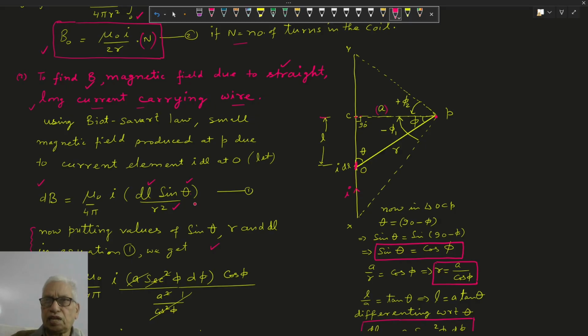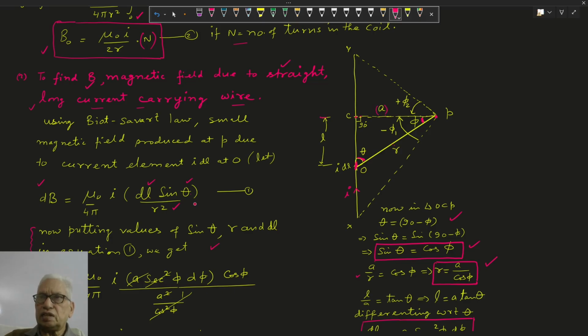Suppose in this triangle OCP, this angle theta, this angle phi, and 90 degrees. So theta plus 90 plus phi equals 180. So theta plus phi is what? 90. So theta will be 90 minus phi, and sin theta will be sin of 90 minus phi, which means cos phi. So we replaced sin theta with cos phi. Again in this triangle OCP, cos phi is equal to A upon r, base upon hypotenuse. So r will be A upon cos phi. We replaced r.